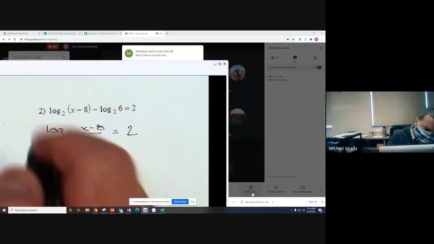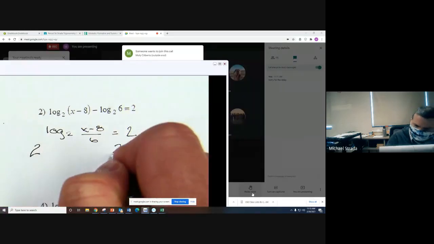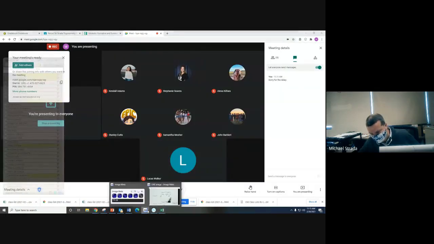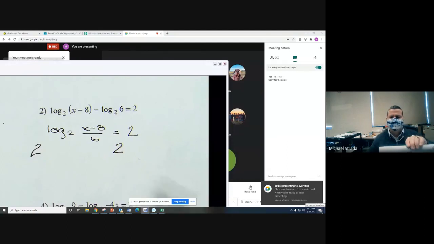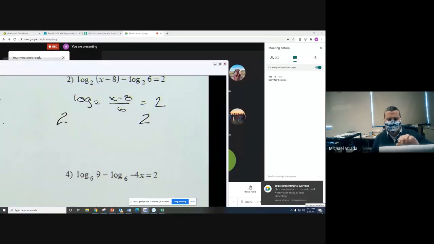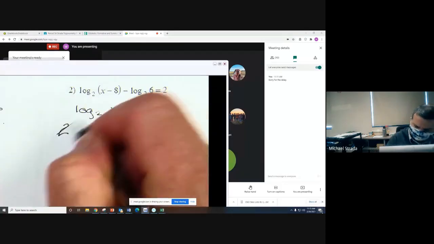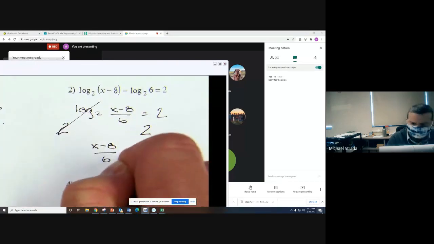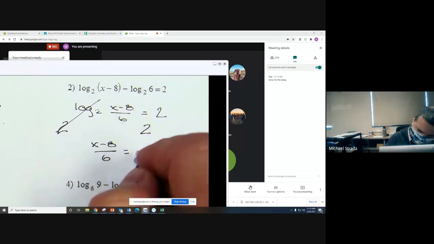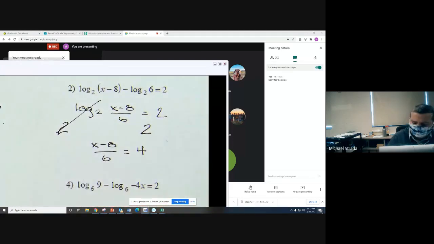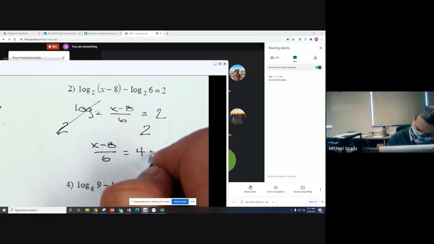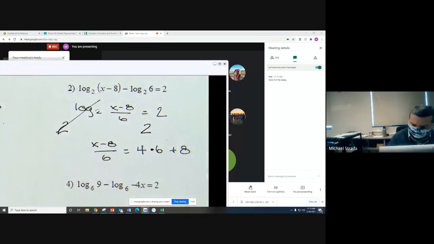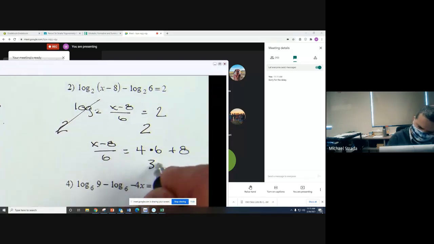The base of my log is 2, so I'm going to raise them both to a power of 2. What that will enable us to do is cancel those out. Now I got (x minus 8) over 6 equals 2 squared, which happens to be 4. To get rid of the division by 6, you multiply by 6. To get rid of the minus 8, you add 8. 4 times 6 is 24. 24 plus 8 is 32.